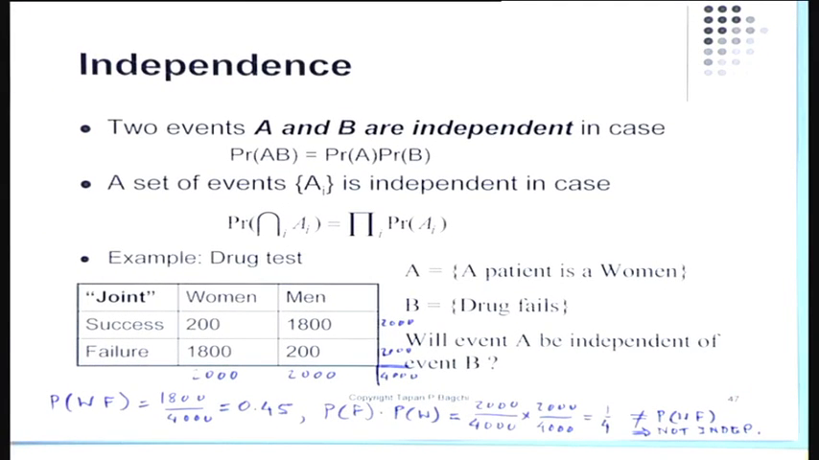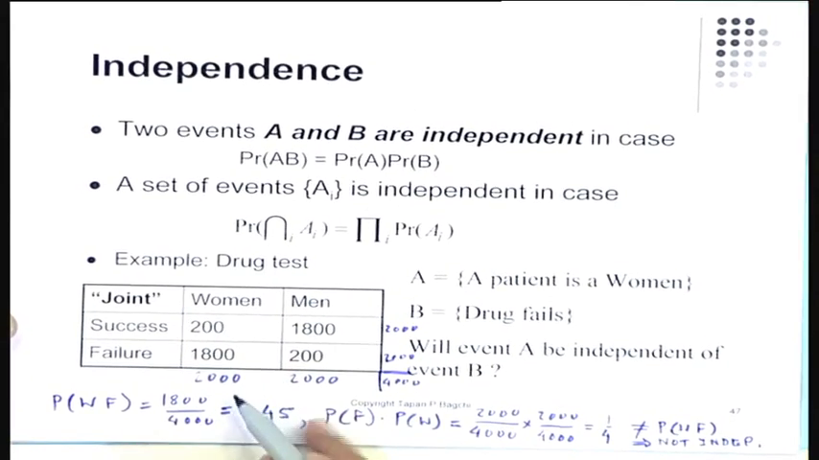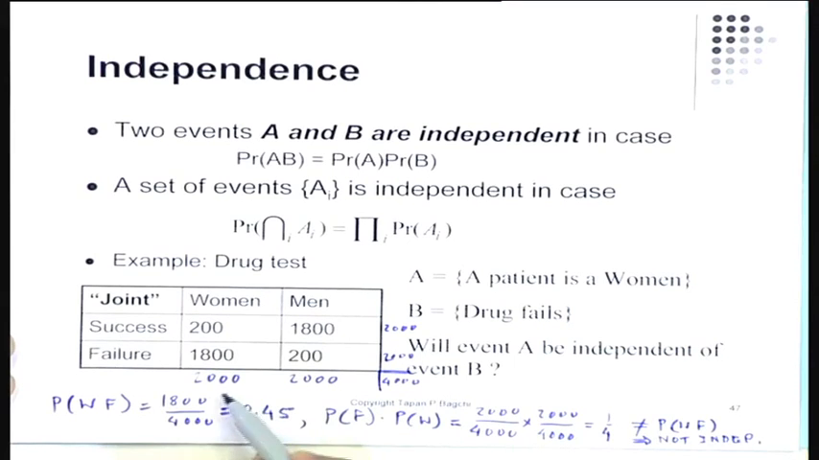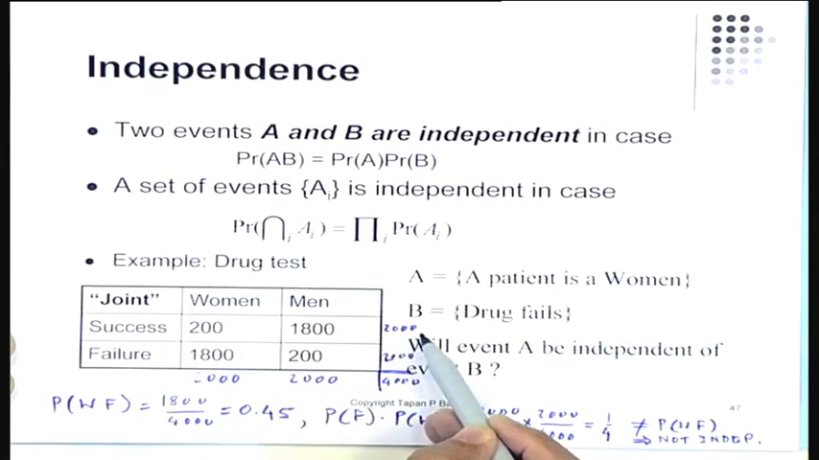I have here, first of all, you'll notice I've done the totaling. So I found out how many women were there in the test, and that turns out to be 2000. 200 plus 1800 is 2000. How many men were there? That again is 2000. How many successes I had? I had 2000 successes, and I had also 2000 failures. A total of 4000 people were involved in this.